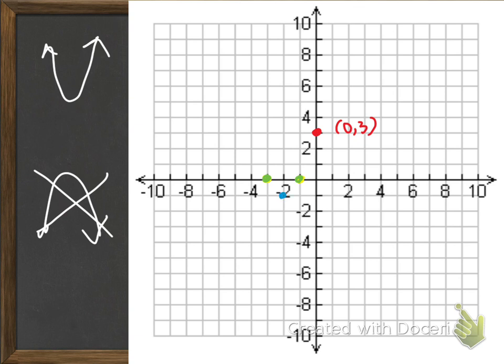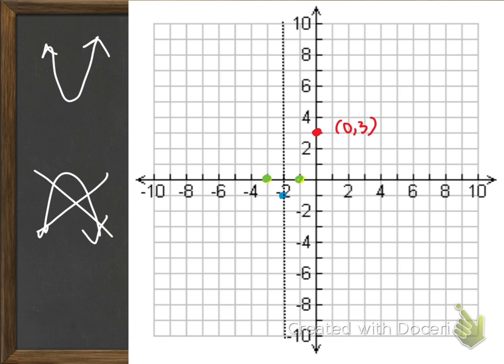Then the last thing I'm going to do is sketch a line to represent my axis of symmetry. So let's see if we can do that. Remember, the axis of symmetry passes through the vertex. The reason the axis of symmetry is so important when I graph this is because I know that all of the points on one side are going to be mirrored on the other side.